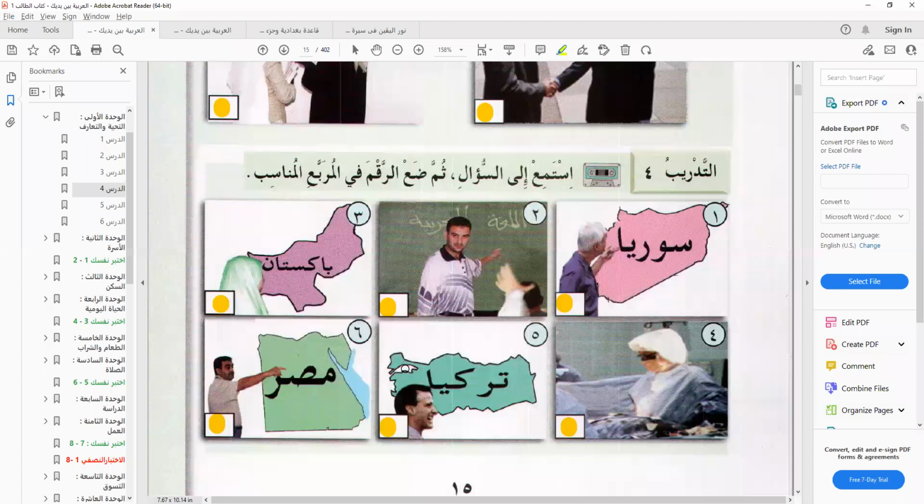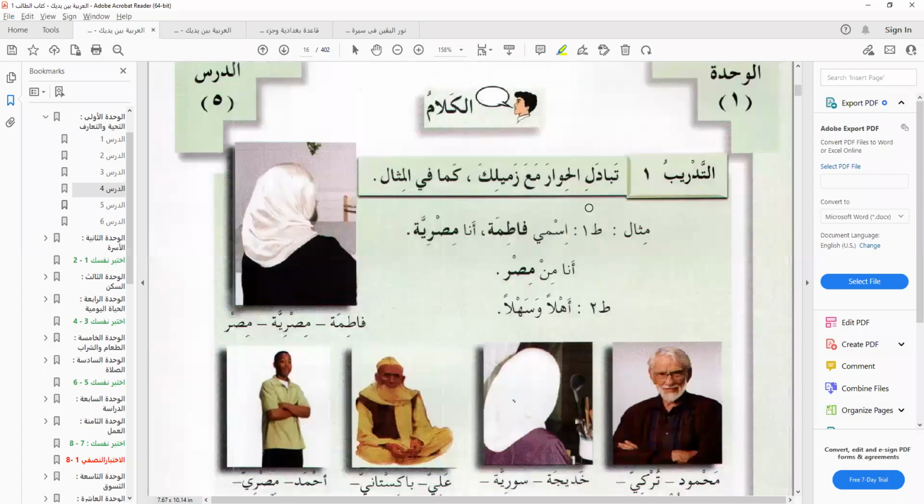الدرس الخامس التدريب الأول تبادل الحوار. تبادل means exchange. الحوار conversation. Exchange the conversation. مع زميلك. زميل means your peer. Okay, your classmate. كما في المثال, just like you have here.